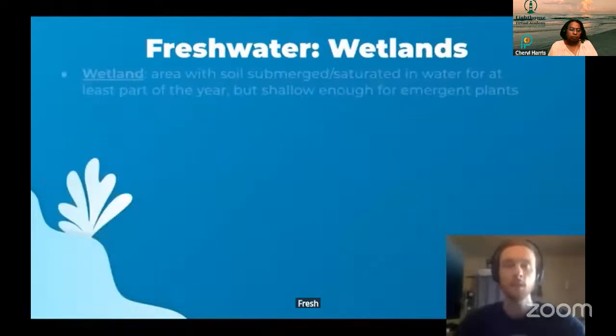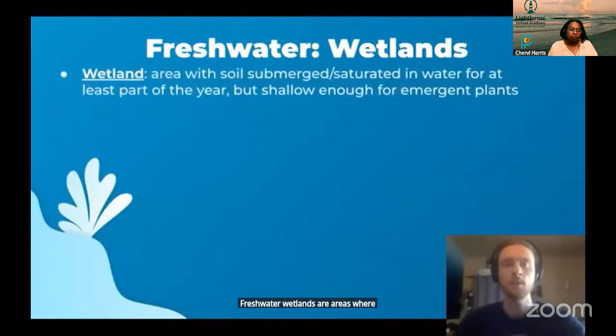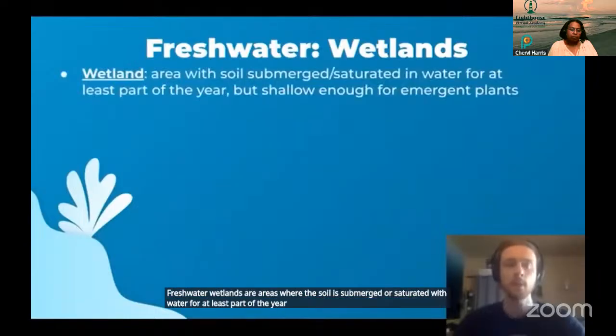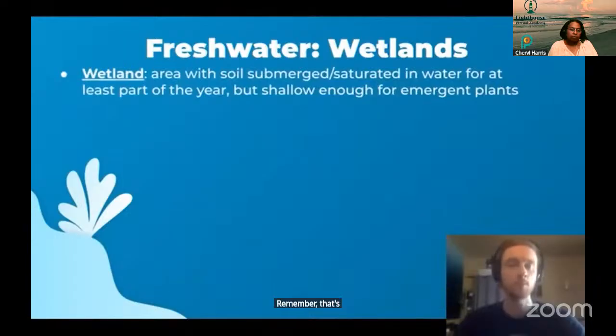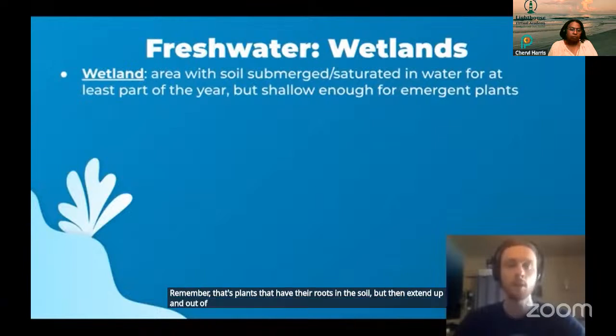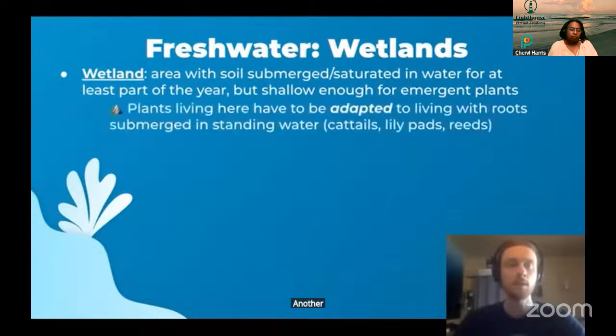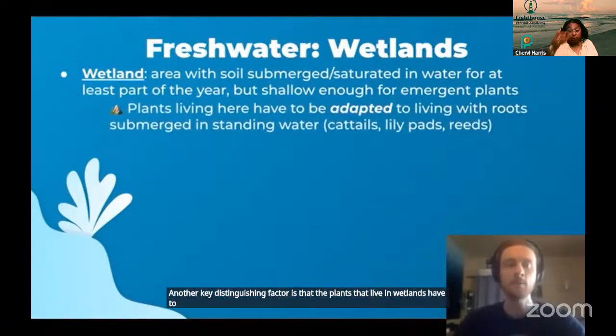Freshwater wetlands are areas where the soil is submerged or saturated with water for at least part of the year, but it's still shallow enough for what we call emergent vegetation. Remember, that's plants that have their roots in the soil, but then extend up and out of the surface of the water. Another key distinguishing factor is that the plants that live in wetlands have to be adapted to live with their roots submerged in water.